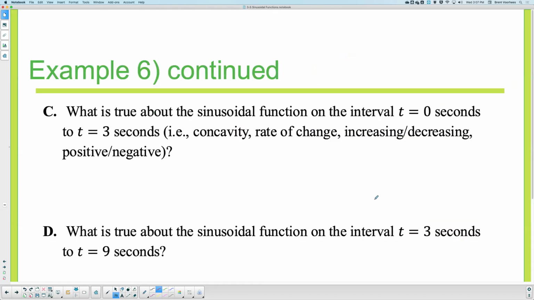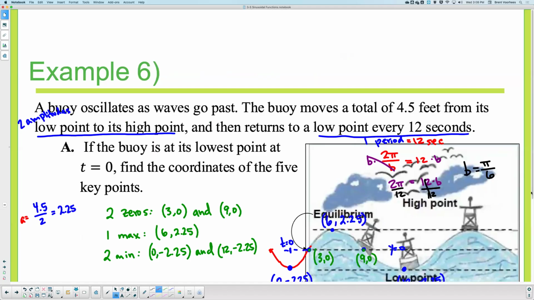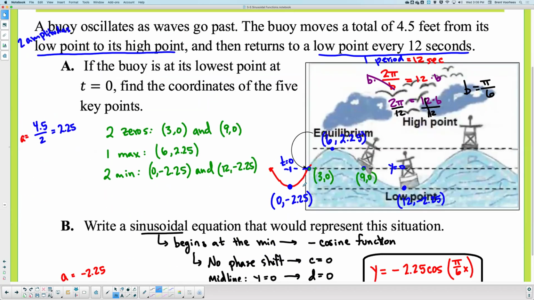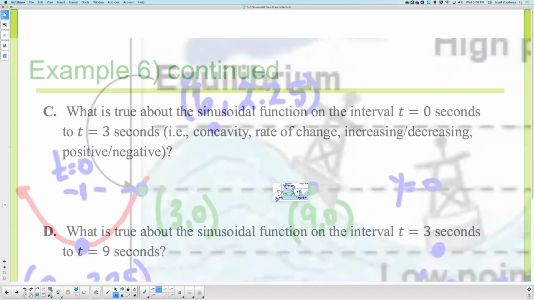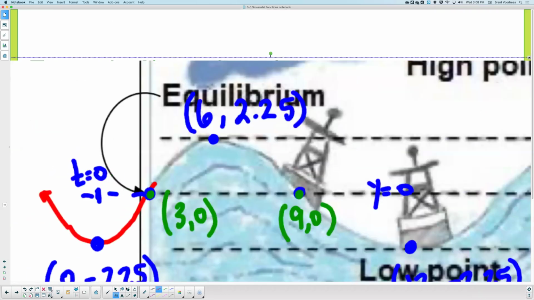Part C. What is true about the sinusoidal function on the interval t equals 0 seconds to t equals 3 seconds? So from 0 to 3 seconds, what is true about this? Well, it looks like we're on a concave up section. So if I took a picture of this here, I'm going to add this in.